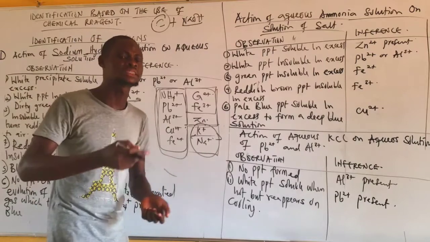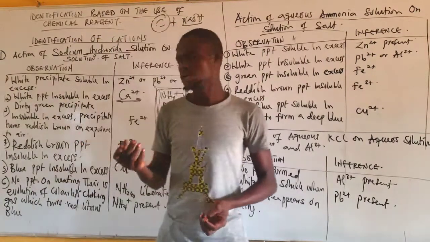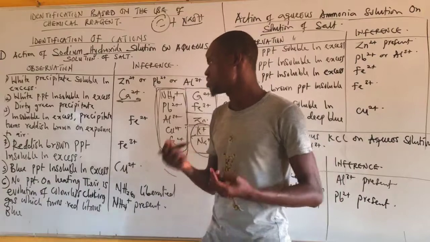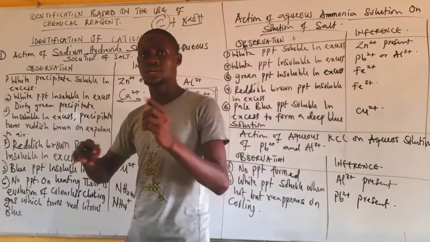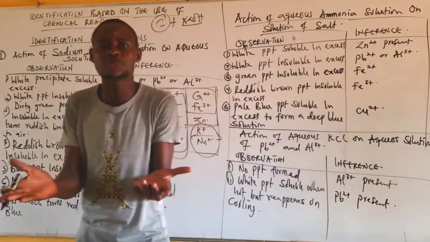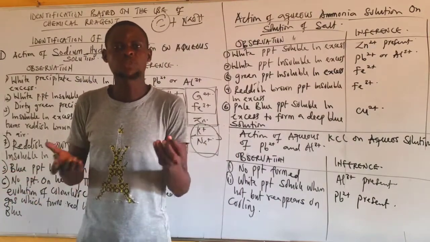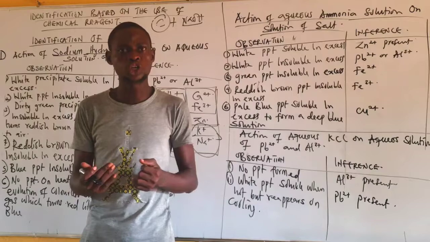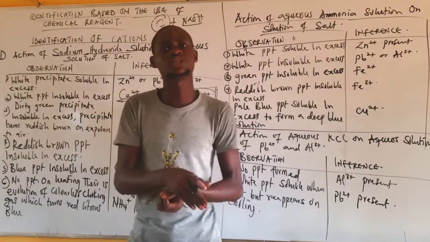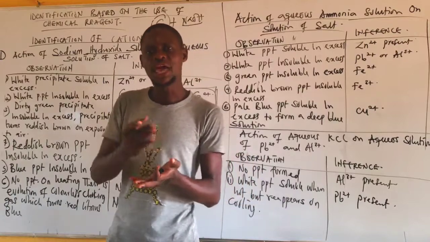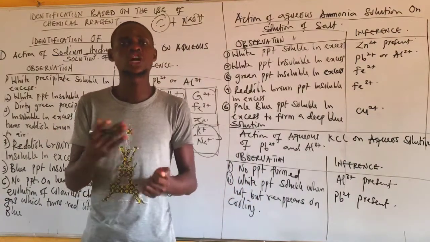But to confirm that this iron 2 ion is truly there, we can easily confirm it. How do we confirm it? In the experiment they will say leave it, expose it to air. When you expose it to air, the color of the solution changes automatically to brown. Initially when you pour the sodium hydroxide, it is green. When you now expose it to air, it turns to brown.